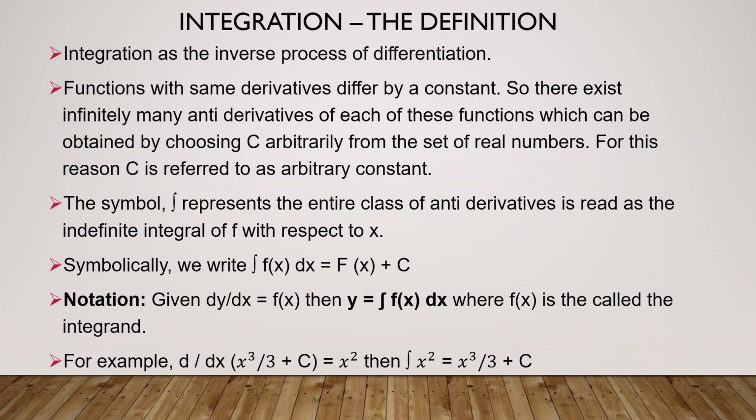You know the symbol for integration. Suppose I have y is equal to integral f(x) dx, then f(x) will be called the integrand. For example, the derivative of x cube by 3 plus c: x cube derivative is 3x square, so 3x square by 3 means x square. Correct? The derivative of a constant is 0. So you know that the derivative of x cube by 3 plus c is x square. So now the reverse process. If I take the integral of x square, it is x cube by 3 plus some arbitrary constant c.